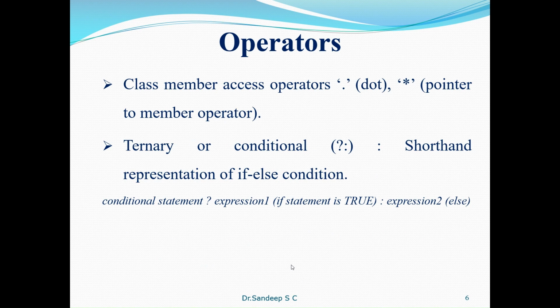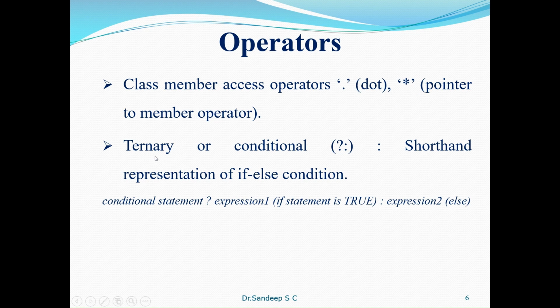Then I said we have two more operators, that is the dot operator and the asterisk operator. These are used to access the members of the class. A normal object can access the members using the dot operator. Pointers will be defined with the asterisk and they will access the members using the arrow operator, which we will discuss.